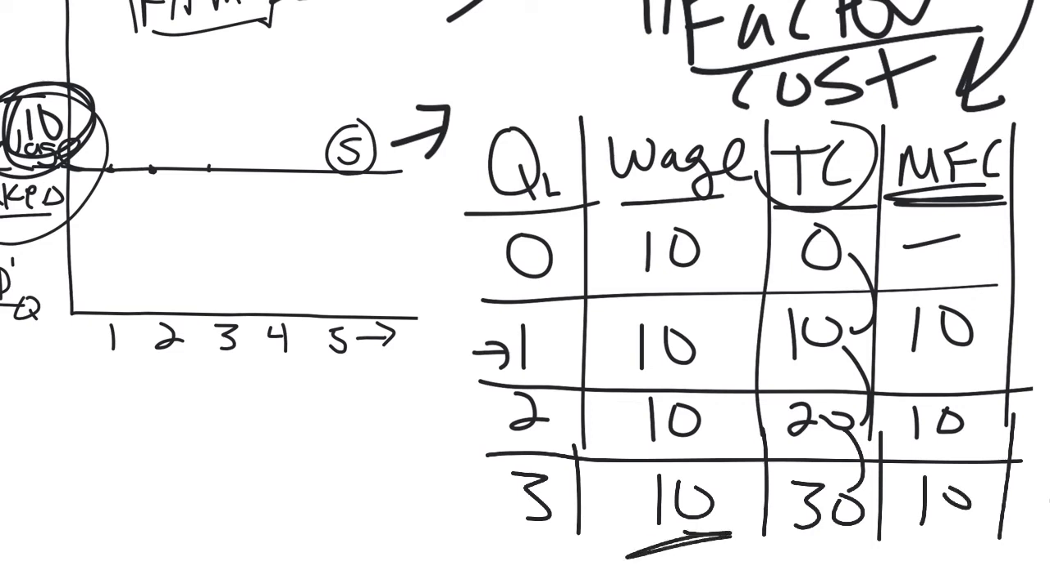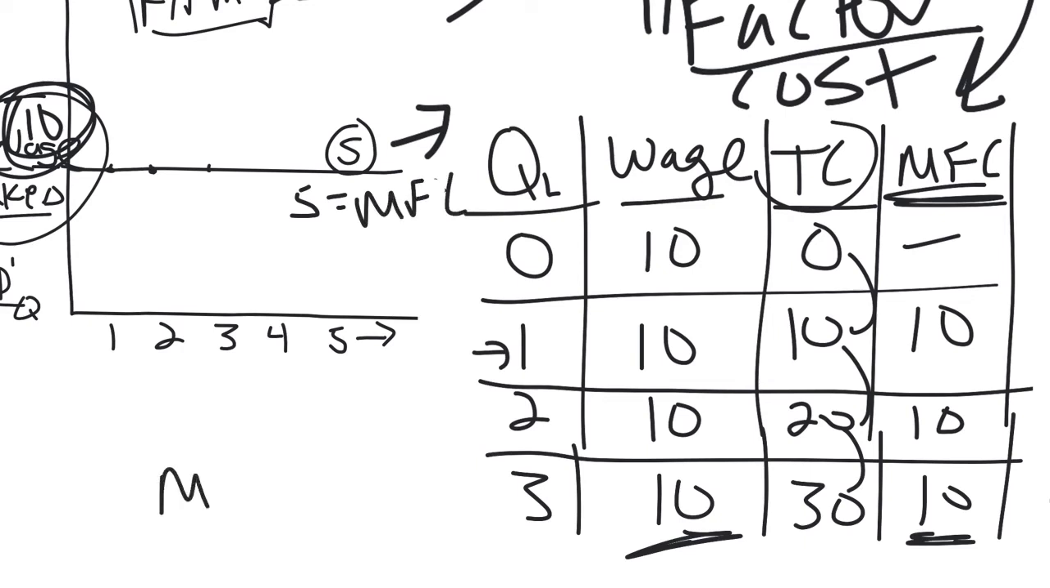So notice how the wage and the marginal factor cost are equal to each other. So this supply curve is supply equals marginal factor cost. I'm sorry, I wrote that incorrectly. Supply equals marginal factor cost.